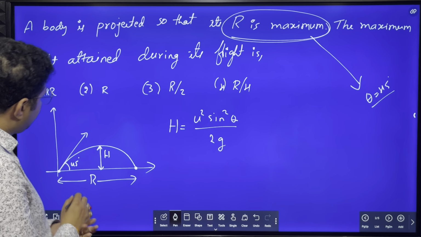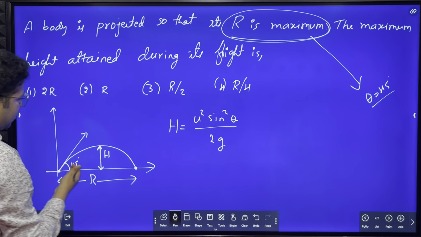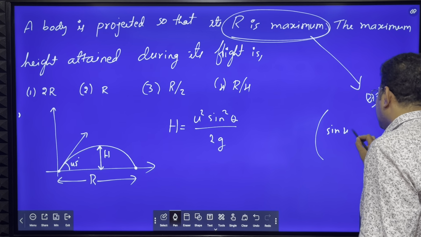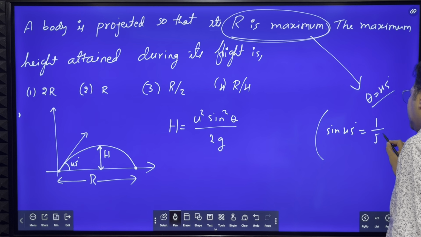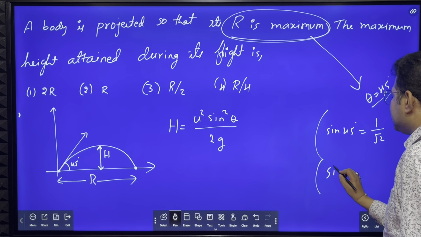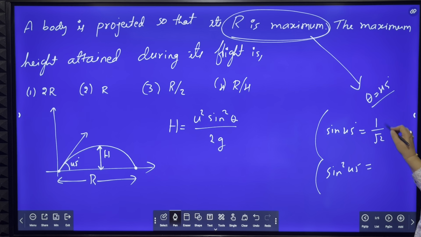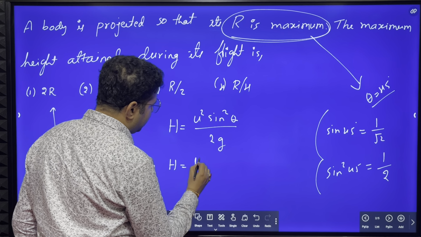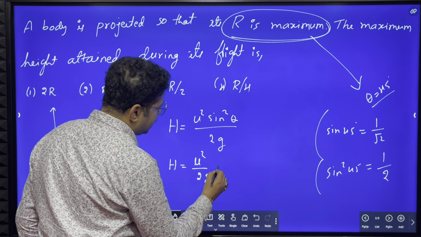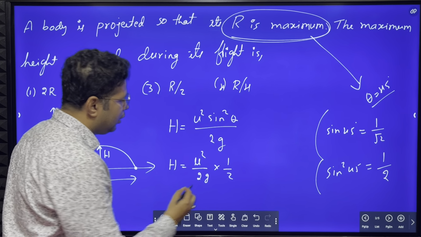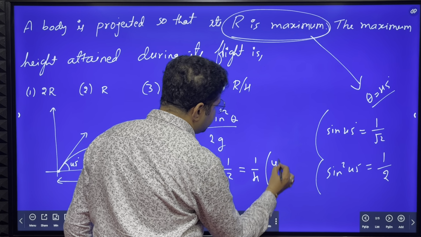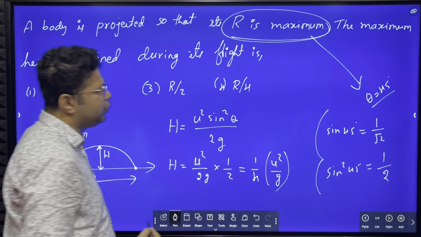Now here in this case, since R is maximum, theta is equal to 45 degrees. What is sin 45 degrees? Sin 45 degrees is 1 by root 2. So what is sin square 45 degrees? 1 by root 2 into 1 by root 2 will be 1 by 2. So H is equal to u square by 2g into 1 by 2, or this can be written as 1 by 4 into u square by g.